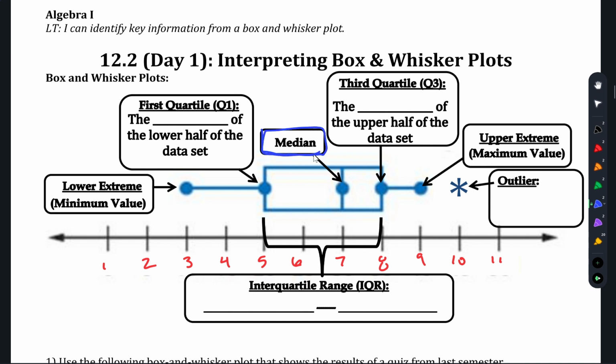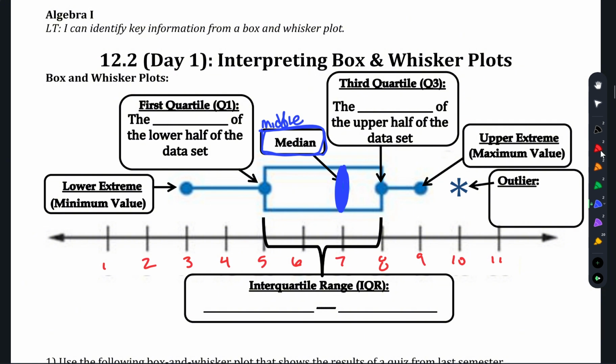Okay, this right here is the median. The median is this center line in our box. Okay, that is the middle number in our set of data. So whatever is exactly in the middle. Let's say I have 9 scores, the 5th score that is exactly in the middle would be my median.